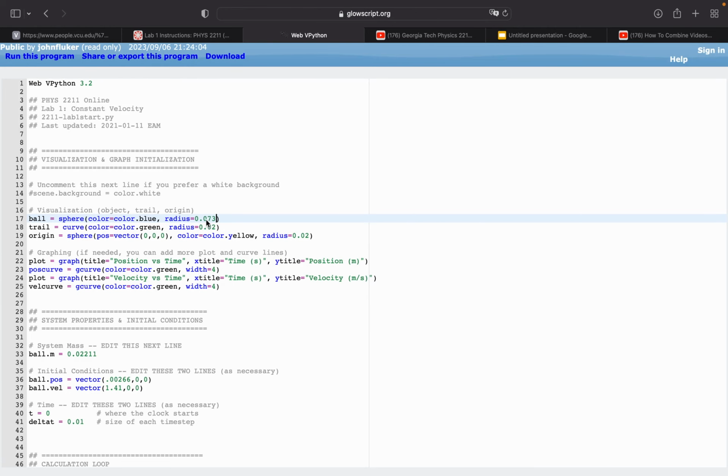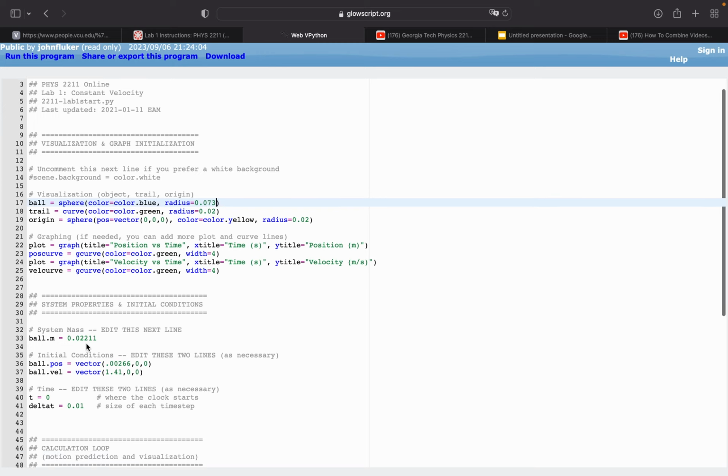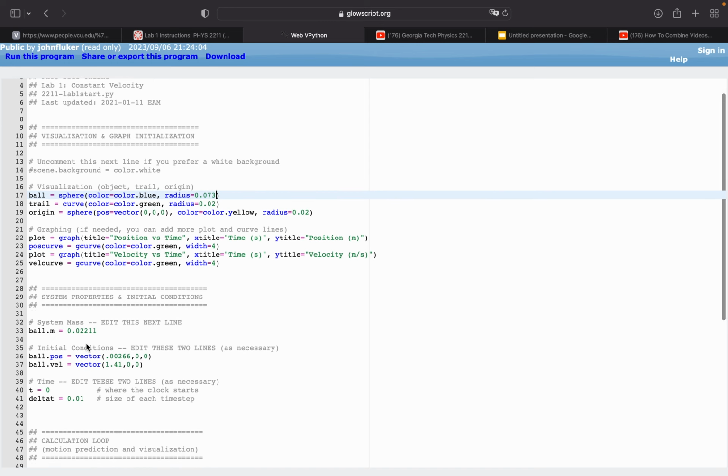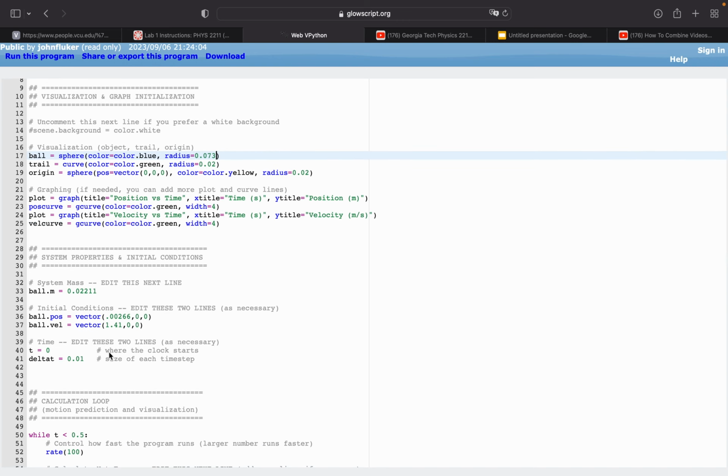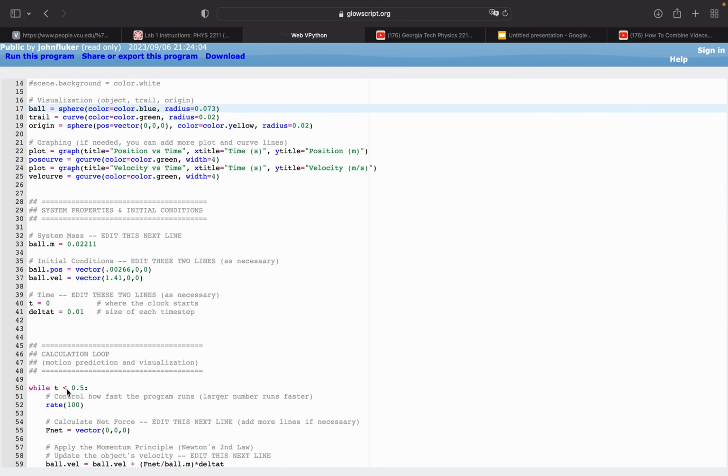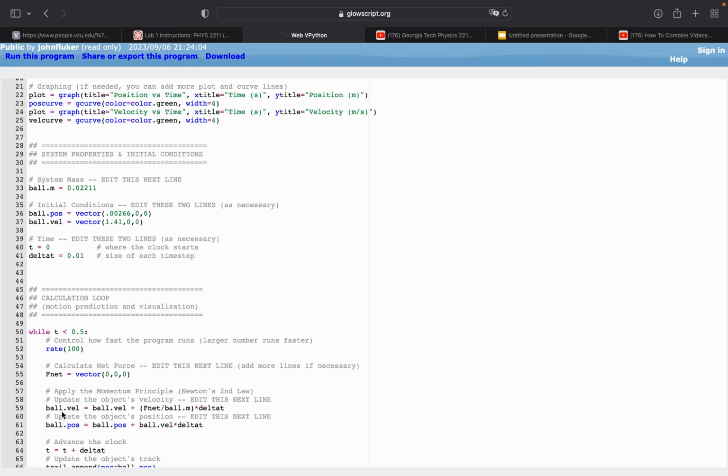The first thing that we edit is the radius of our object, which is seen as 0.073 meters. We also add the mass of our ball, which is 0.02211 kilograms, and then update the initial position and the initial velocity of the ball. The next thing we do is change the while loop to when t is less than 0.5 seconds, because that's when our time experiment ends. Then you see here we implement the velocity update formula and the position update formula.